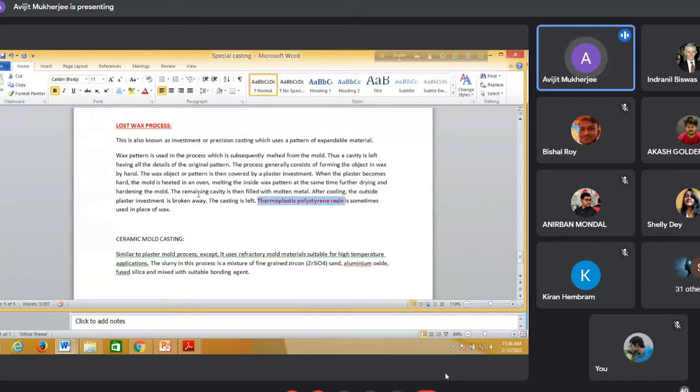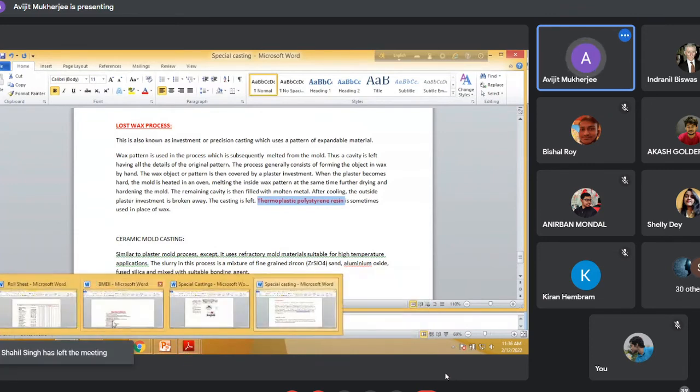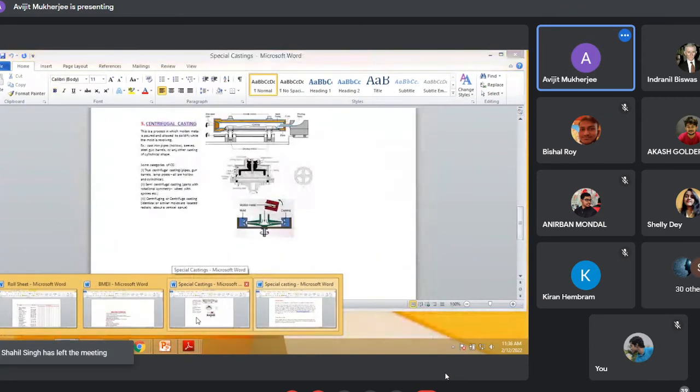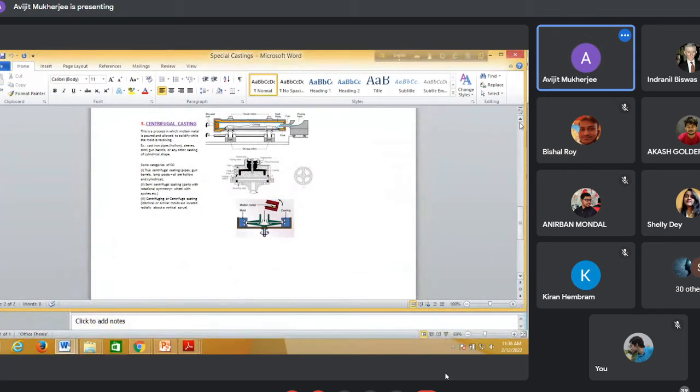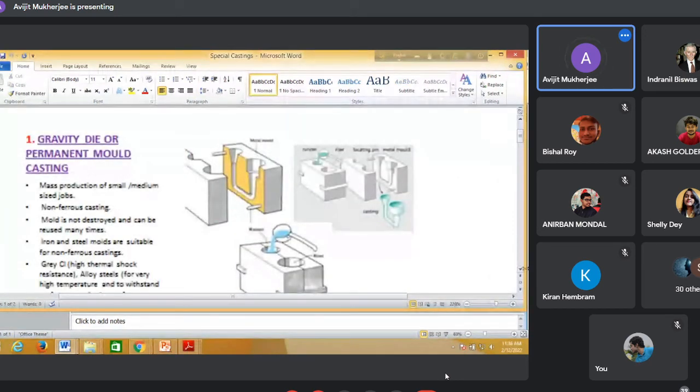Okay, so this is lost wax process. Nowadays, we may use thermoplastic polystyrene resin instead of wax. We have discussed ceramic molding. So these are special casting processes. Along with, we have some other special casting processes.